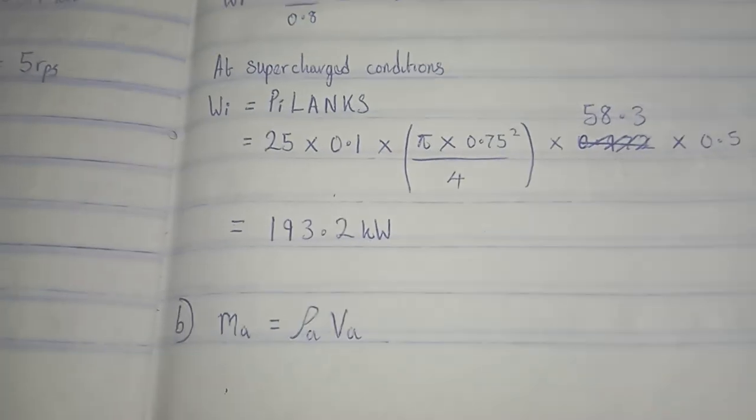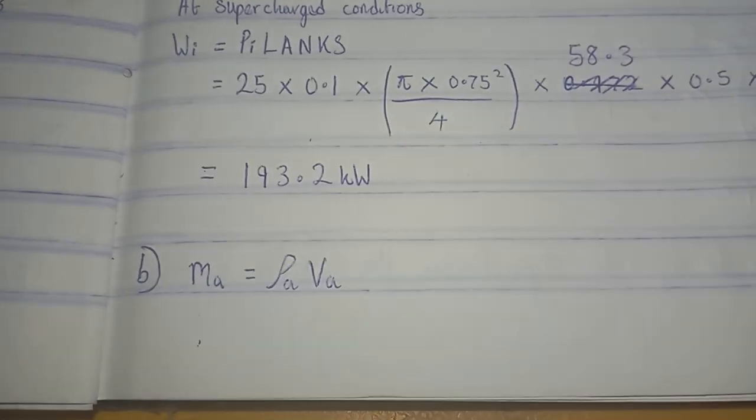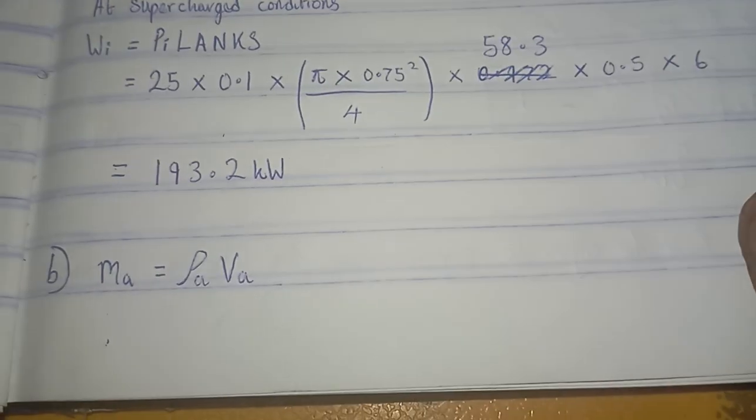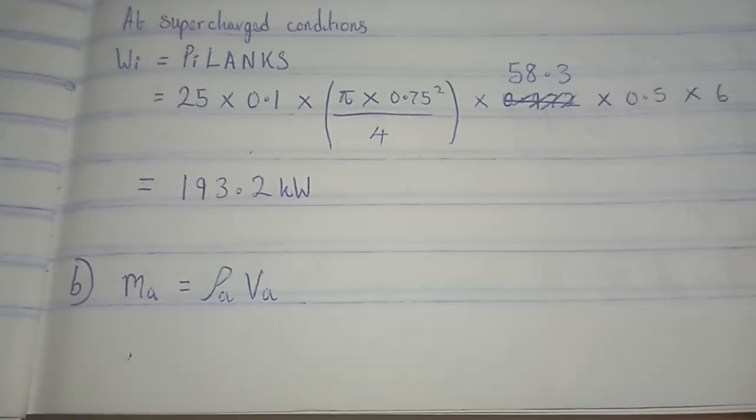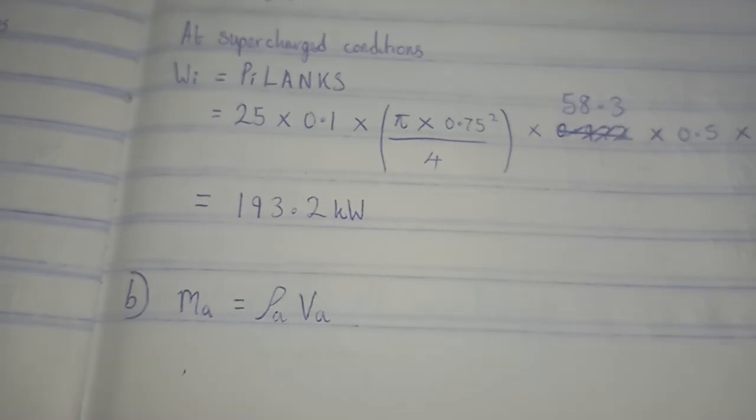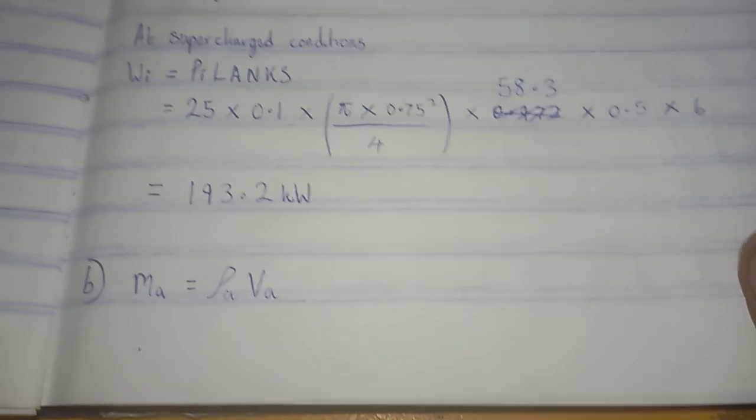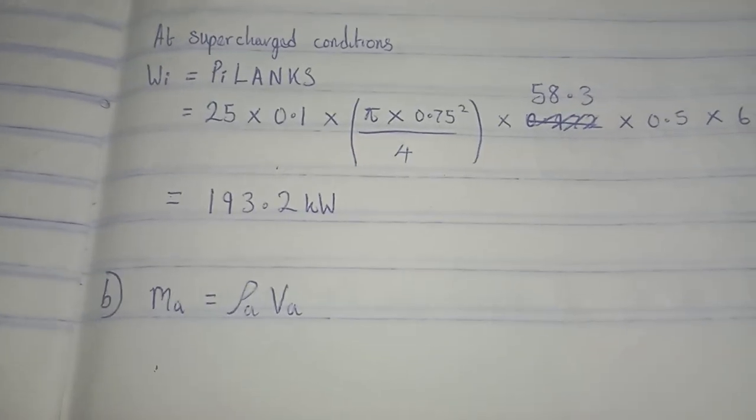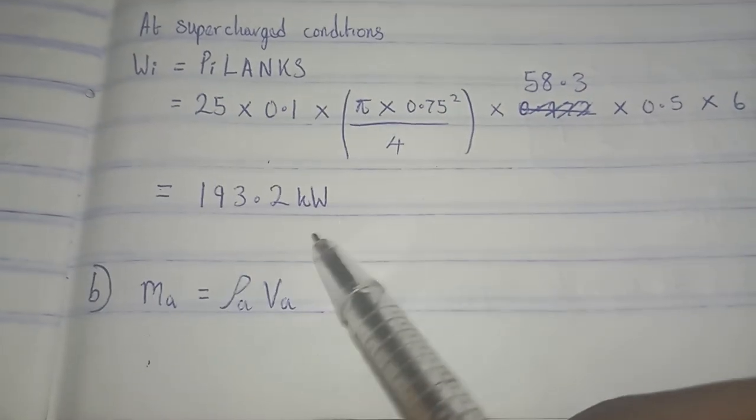Your brake power, you can get your brake power from your indicated power. Removing your losses from your indicated power will give you your brake power. So we are first going to find our power input in the supercharger. The power input into the supercharger, now we're going to subtract that from our indicated power that we got in the supercharged condition, which is this.